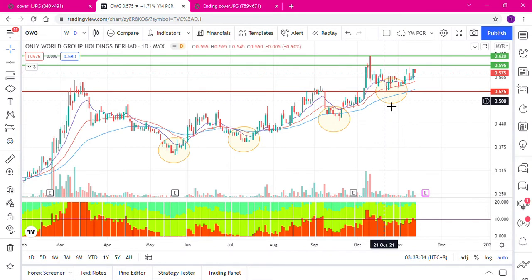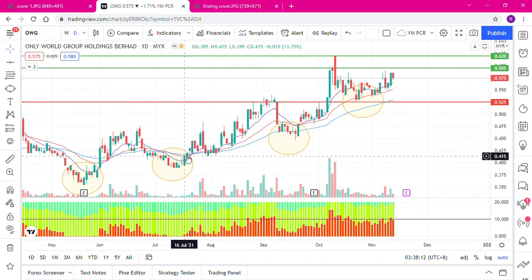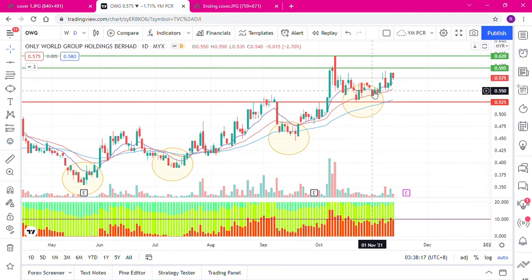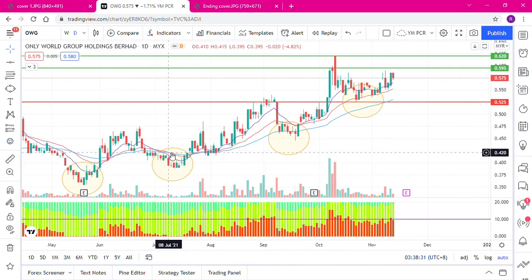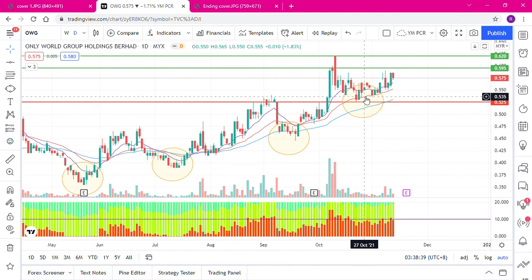The uptrend is solid. Second, you can see that at each of the higher lows there's a correction phase. This is a correction phase, this is a correction phase, and this is also a correction phase. What does correction phase mean? It is the time when the market maker shakes off the weak holders. Those who cannot wait will sell. After each correction phase, it goes upwards, and this time most probably it will repeat the same movement.